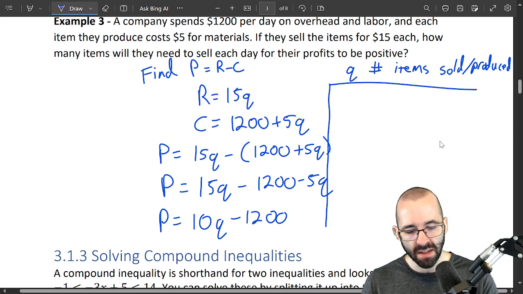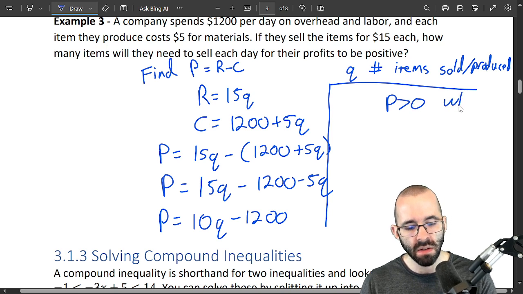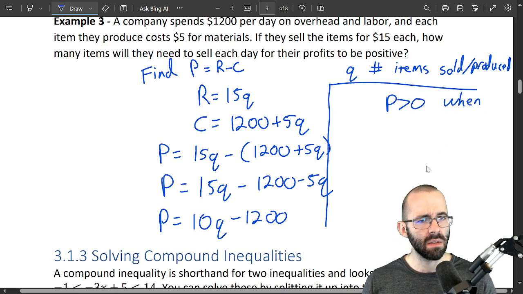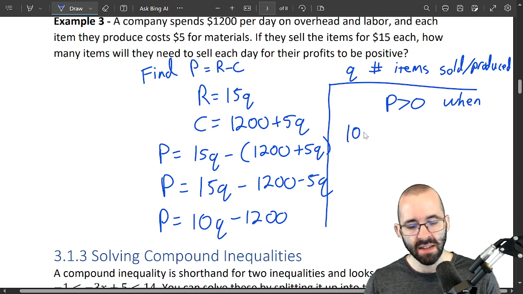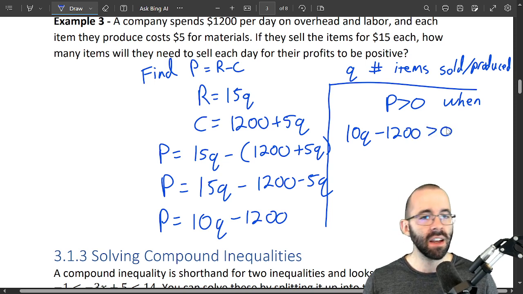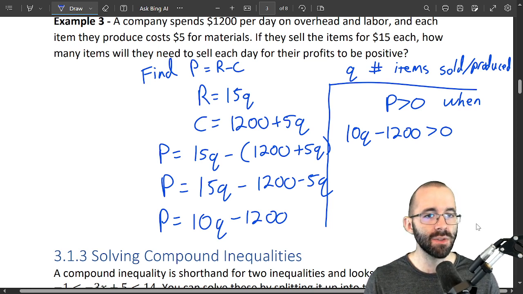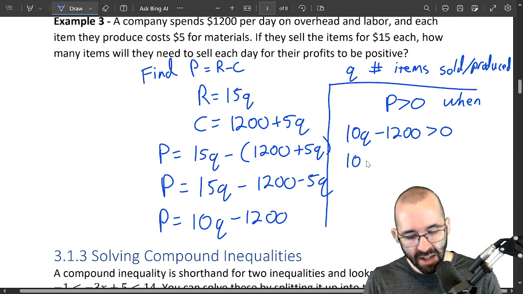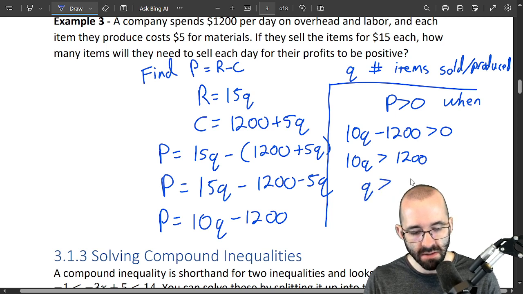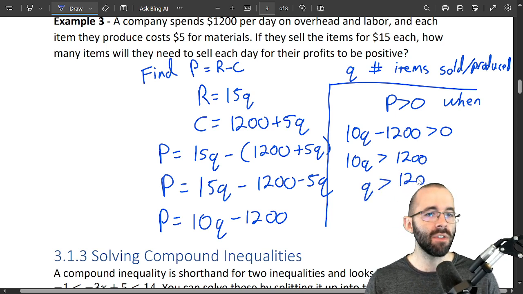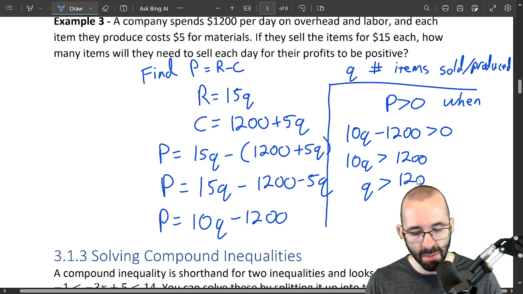So we want profits to be positive. So P is greater than 0. When is P greater than 0? Well, P is the same thing as 10Q minus 1,200. So asking when is profits positive is the same thing as asking when 10Q minus 1,200 is positive. Because P, our profits, is exactly 10Q minus 1,200. And now we can just add 1,200 to both sides. And divide both sides by positive 10, so no funny business. Only you have to reverse the inequality when we have multiplication or division by a negative number.